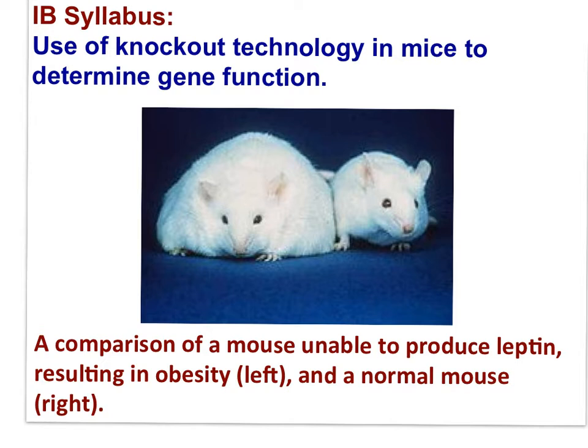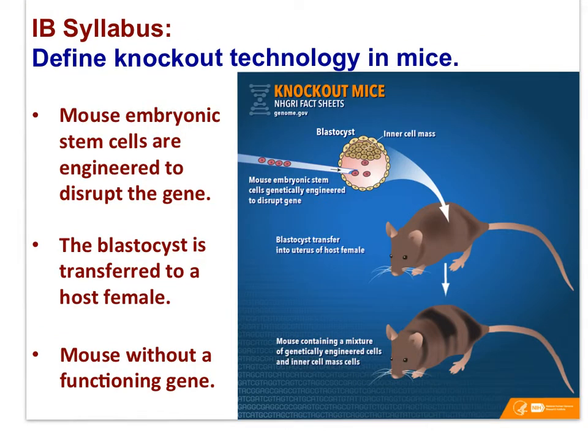Use of knockout technology in mice to determine gene function. The mouse on the left has been genetically engineered to be unable to produce leptin. This results in obesity, and our understanding of the gene for leptin is enhanced with the use of knockout technology. A knockout mouse is a genetically modified mouse in which researchers have inactivated or knocked out an existing gene by replacing it or disrupting it with an artificial piece of DNA. You can see some of that technology shown in the image here.